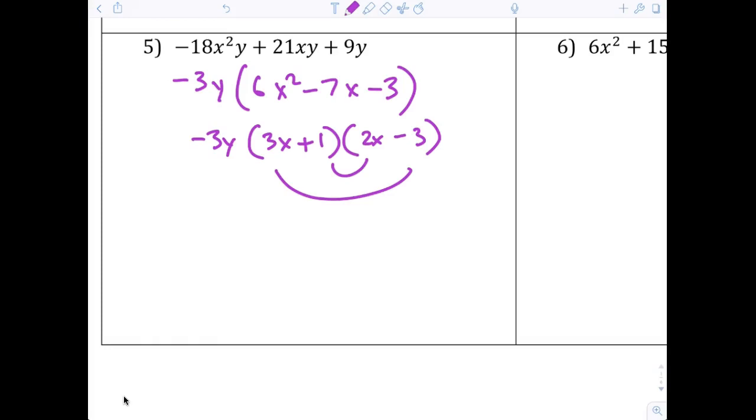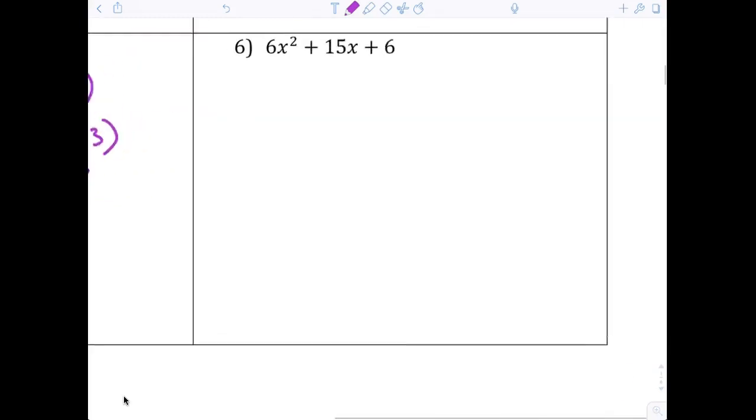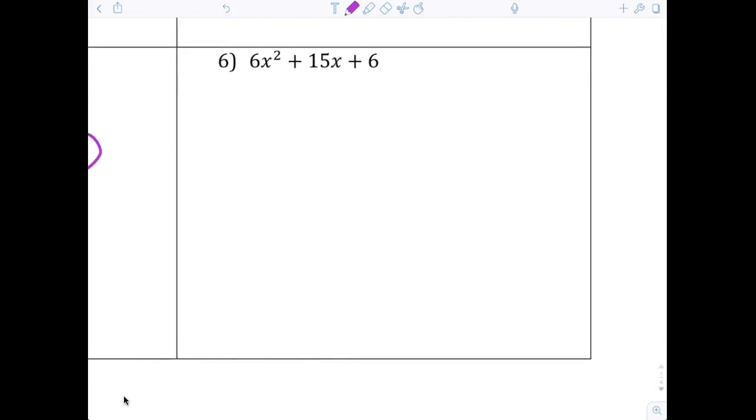All right, any issues? Anybody? All right, here we go. Question number 6. Common what? Common 3.